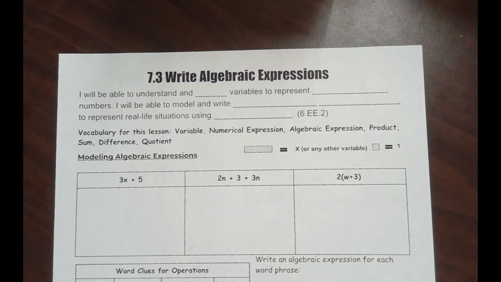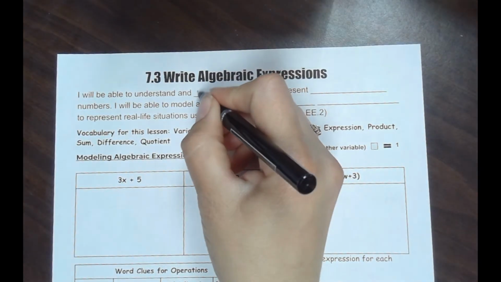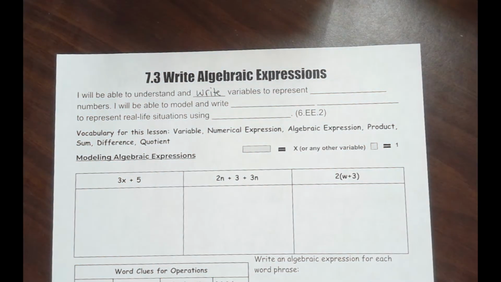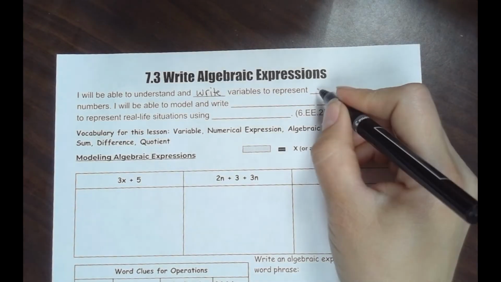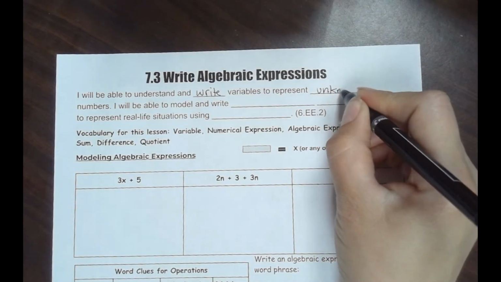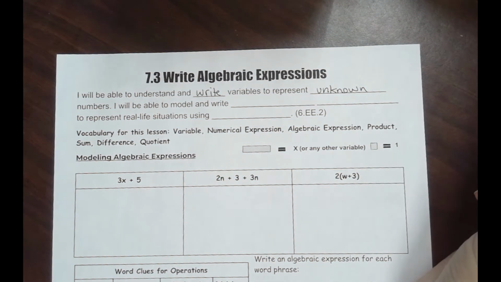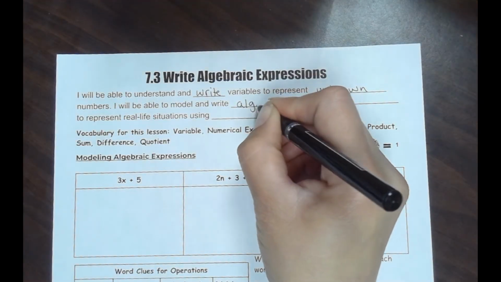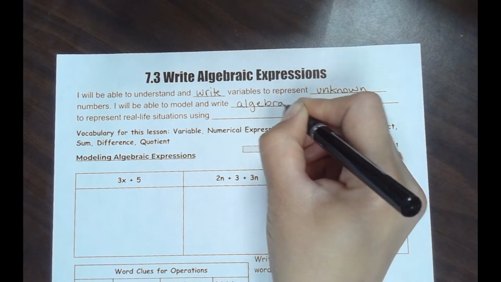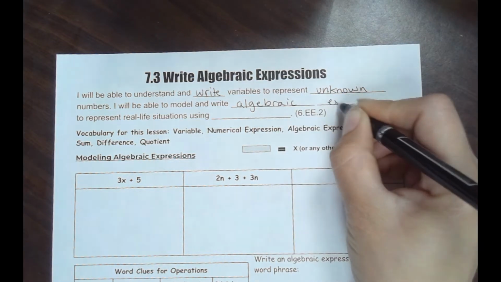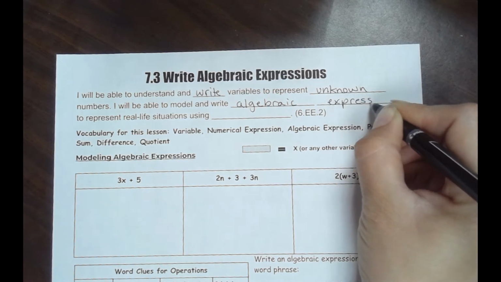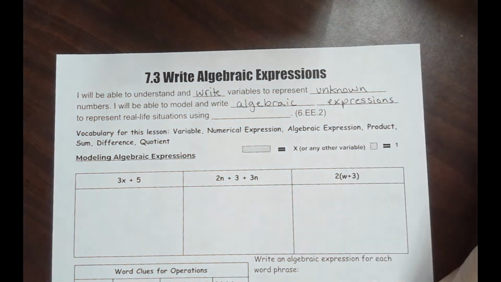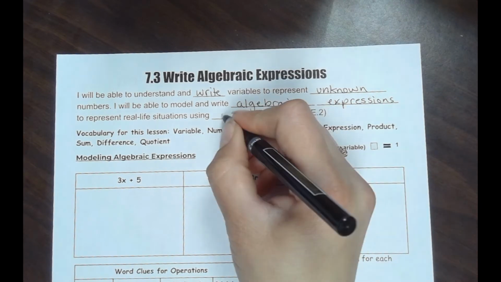Welcome back. This is lesson 7.3 journal. Write algebraic expressions. I will be able to understand and write variables to represent unknown numbers. I will be able to model and write algebraic expressions to represent real-life situations using variables.